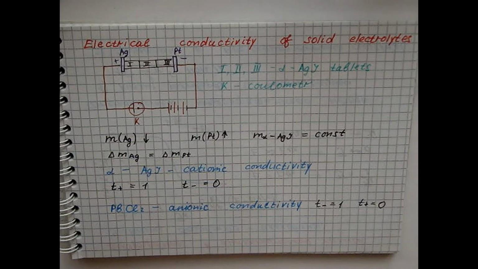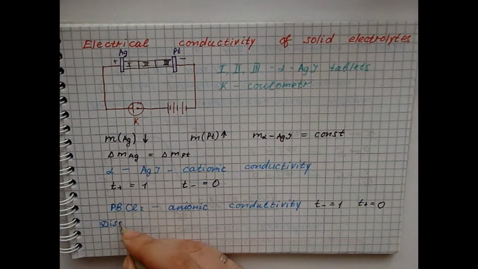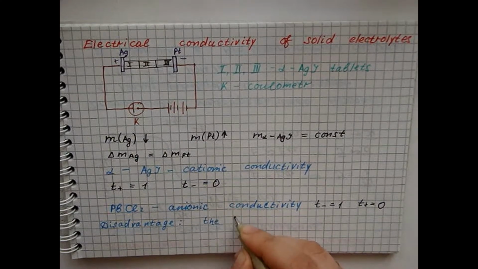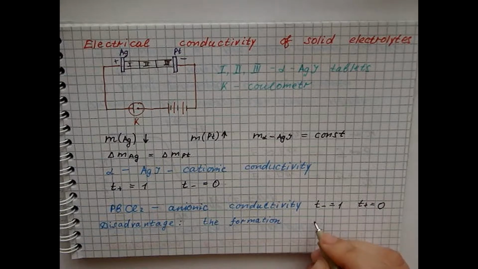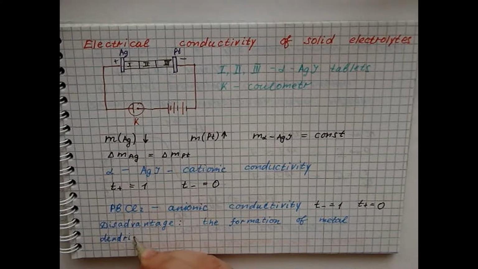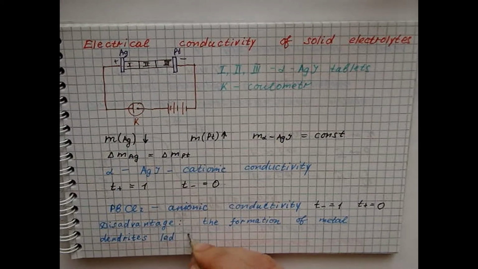Similar measurements have been made with a larger number of substances. Sometimes complications arise due to the fact that the metal is not only deposited on the cathode, but also penetrates the tablets in the form of thin dendrites, eventually short-circuiting the electrodes.